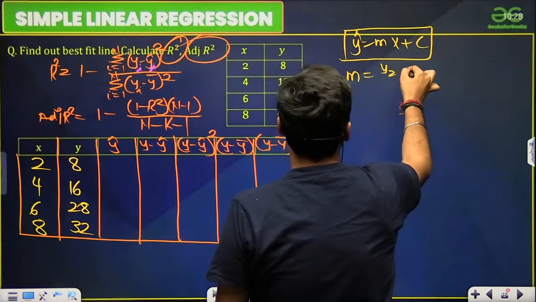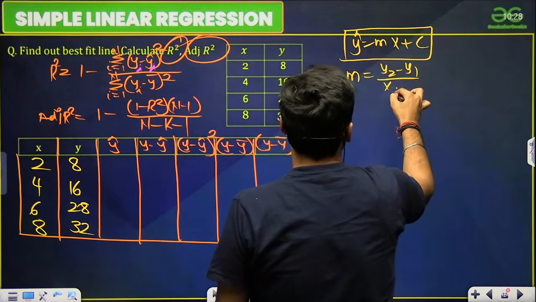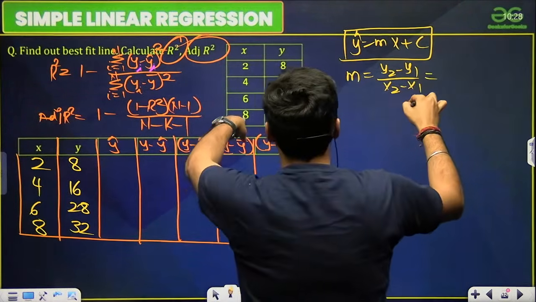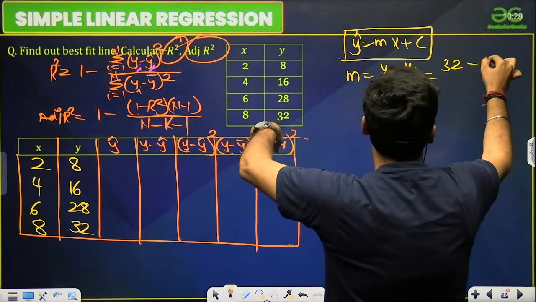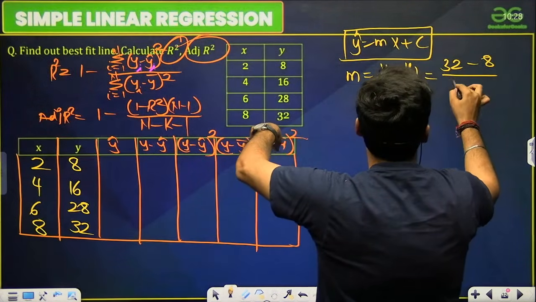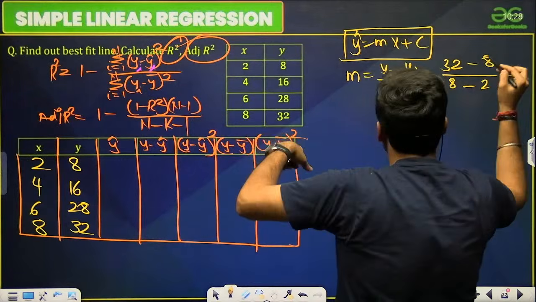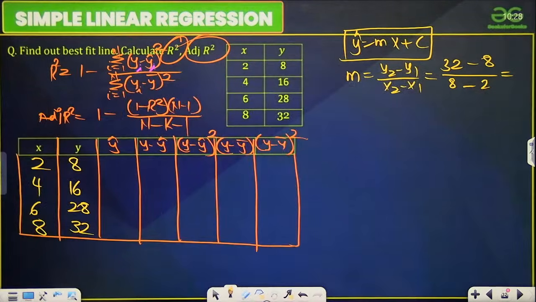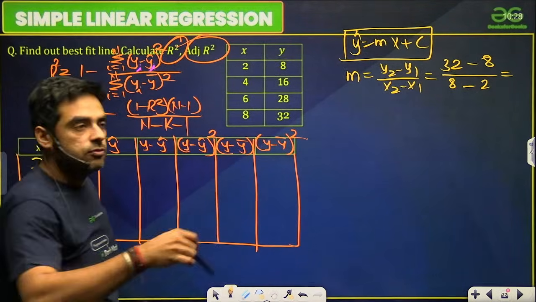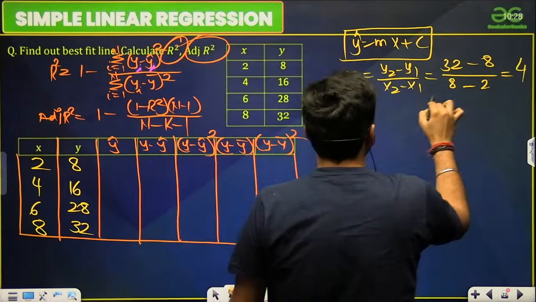That is y2 minus y1 upon x2 minus x1. I told you always start with the last one, 32 minus 8 upon 8 minus 2. So you would be getting the value of m. Yes, you'll get the value of m as 4.